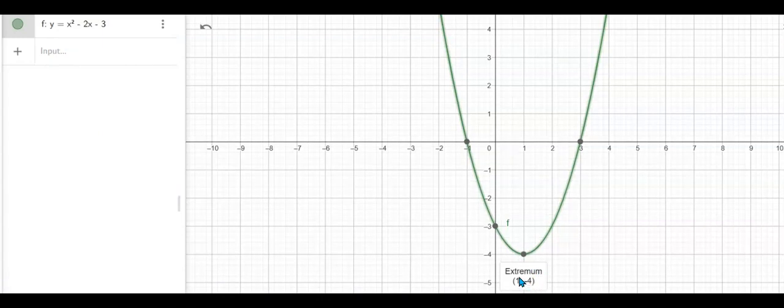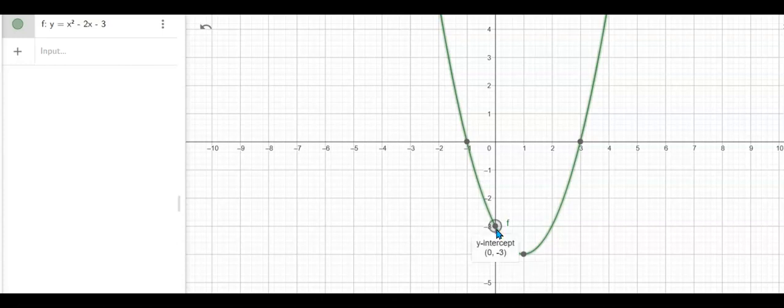It says extremum. We know when the graph is opening upwards, our extremum is the minimum value. So our extremum is (1, -4). It is also our vertex. So which means this 1 tells us the axis of symmetry is x equals 1. And then -4, that's when x is 1, y is -4. This is our minimum value, the vertex.